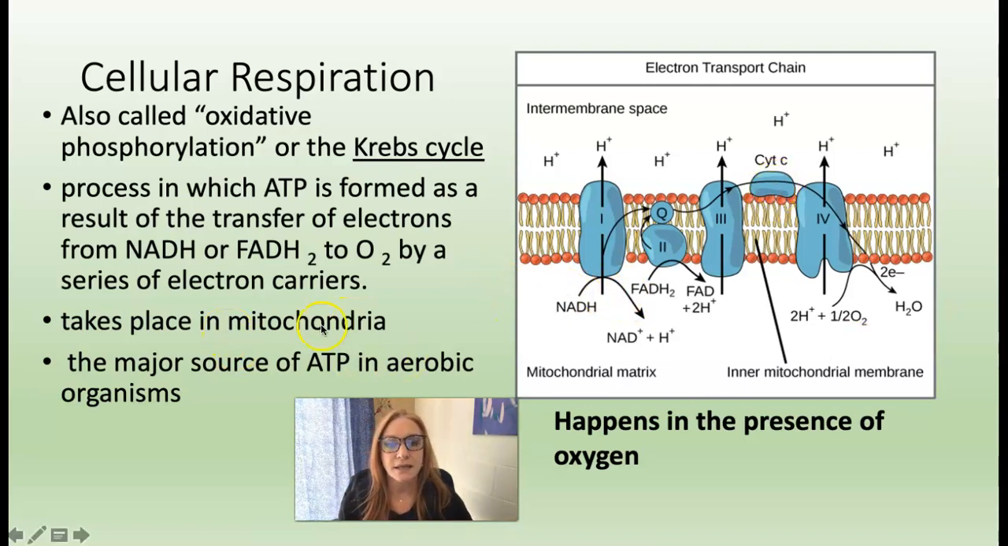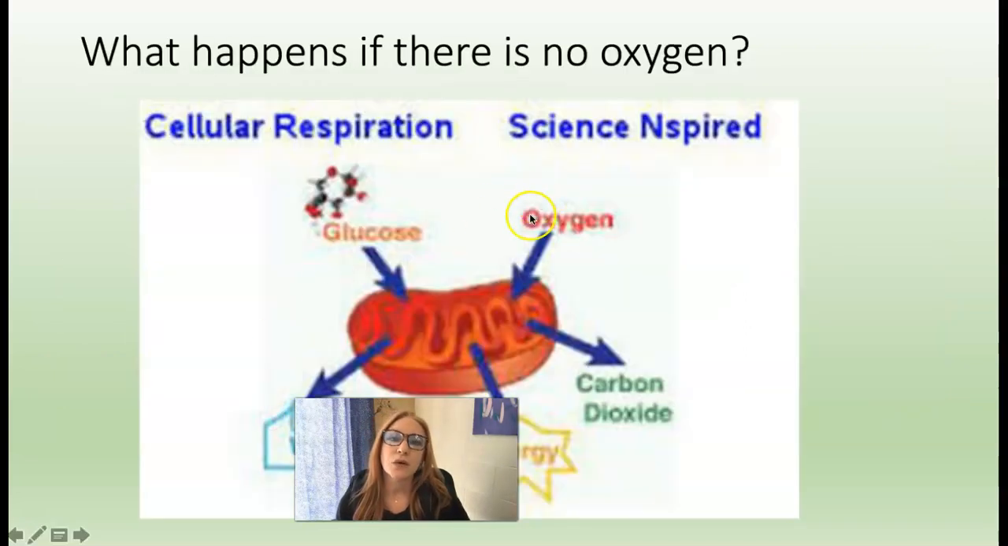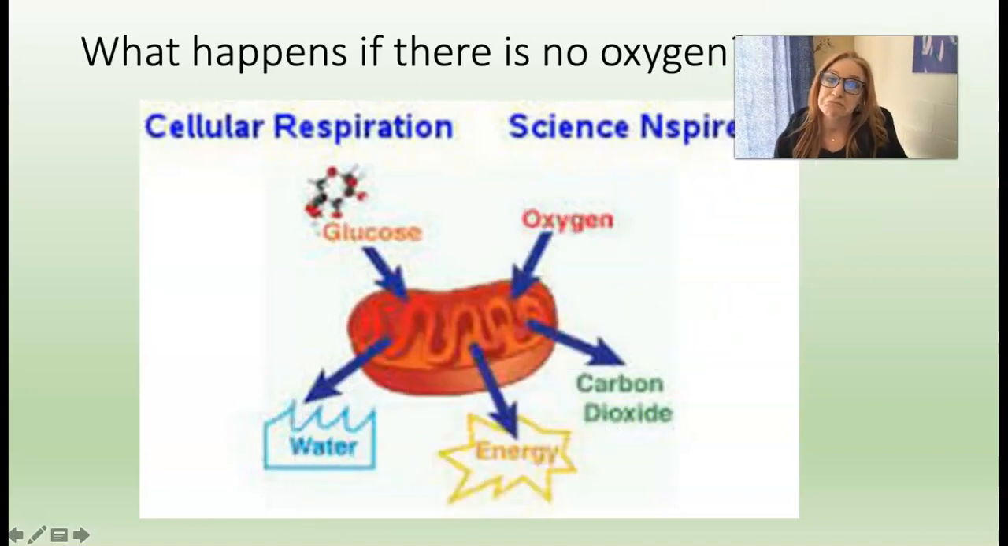Again, in the mitochondria, and this is the major source of ATP in all aerobic organisms, plants, animals, and fungi. Also some other ones, single-celled organisms as well. Any questions? All right.